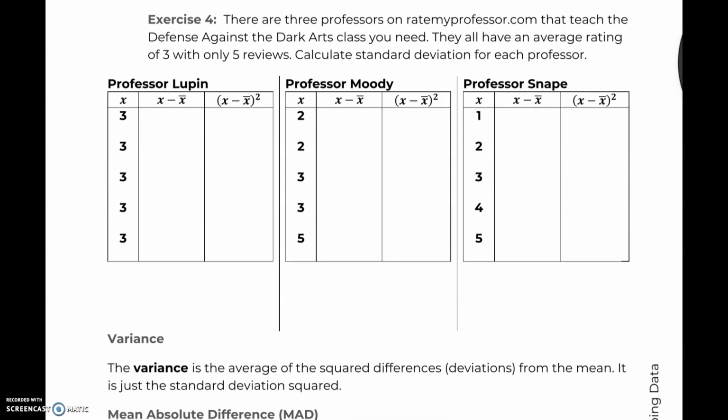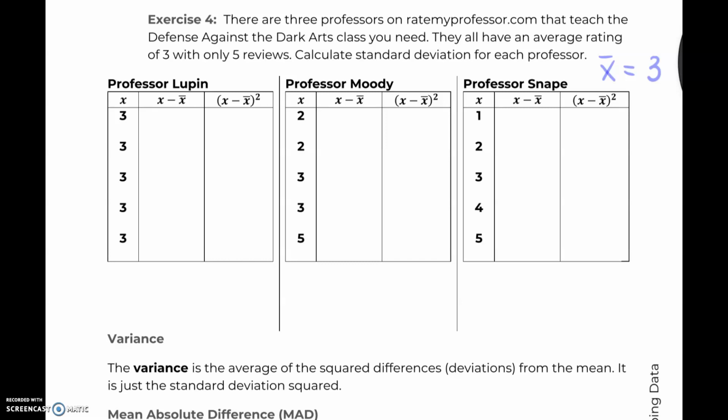So there are 3 professors on Rate My Professor that teach the Defense Against the Dark Arts class you need. They all have an average rating of 3 with only 5 reviews. So we don't even have to calculate the mean. So our sample mean is equal to 3 for each one of these values. And you can certainly verify that by adding each one of the ratings, dividing by the 5 ratings, because each professor has 5 ratings. All right, so the mean is 3.